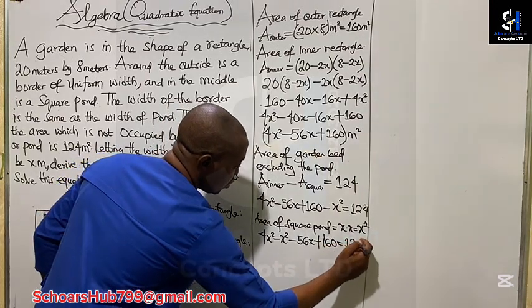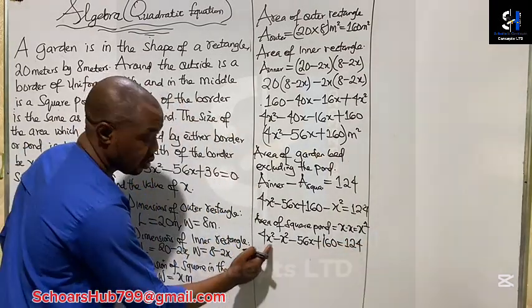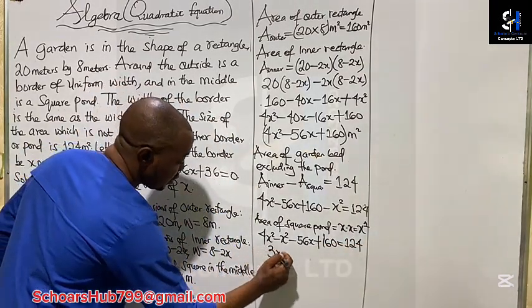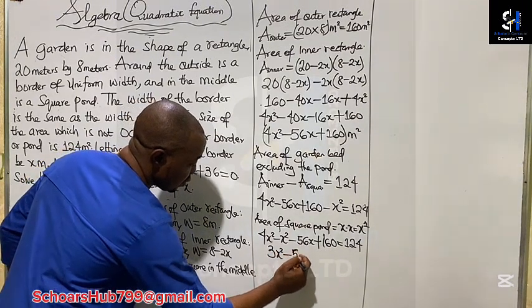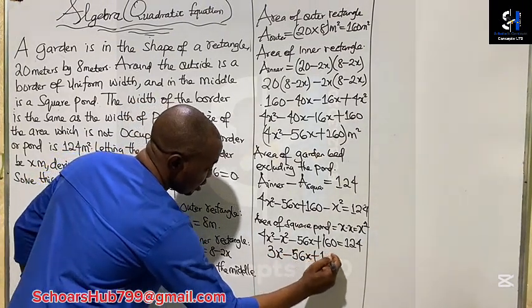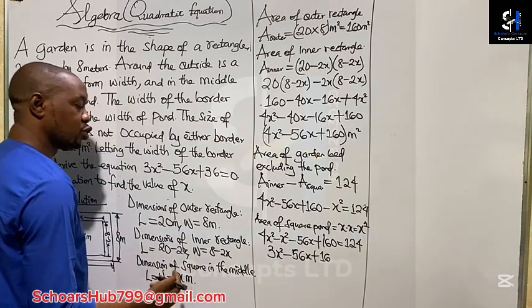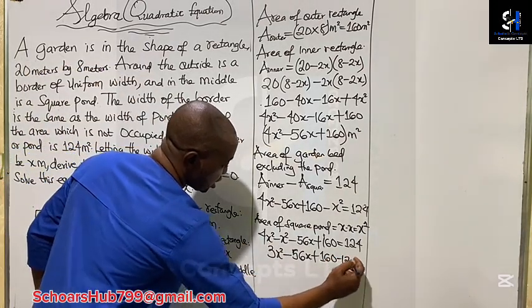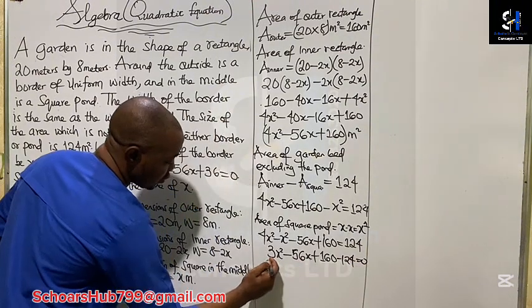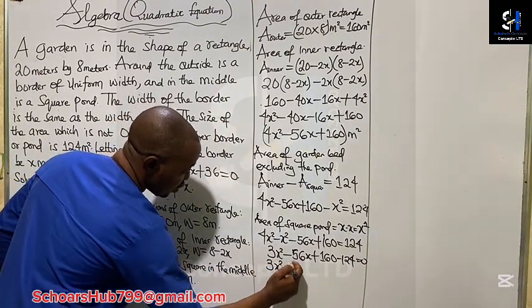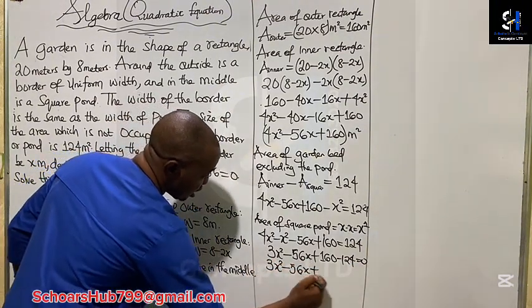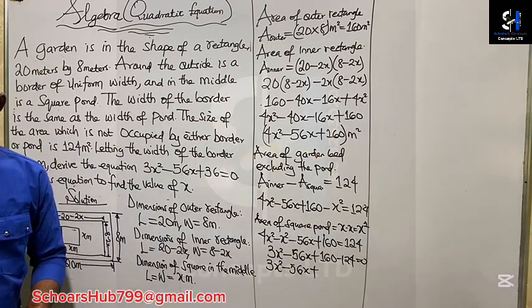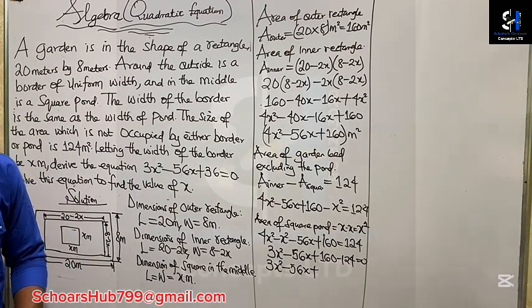160 equals 124. 4x squared minus x squared will be 3x squared, then minus 56x. Then we move 124 to the left hand side from the right hand side. So this will be 160 minus 124, and that equals 0. So we have 3x squared minus 56x, 160 minus 124.